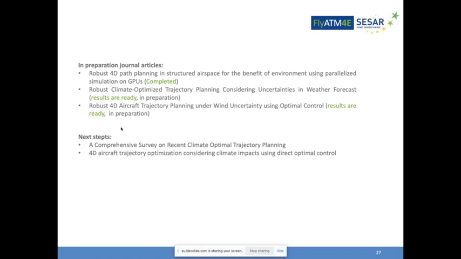As the future step, we are going to apply this method, the final one, robust 4-dimensional path planning using optimal control, for climate optimal trajectory to mitigate the climate impact, and I will also work on a survey on climate optimal trajectory planning.